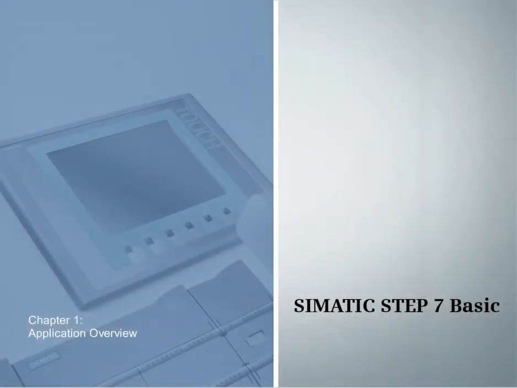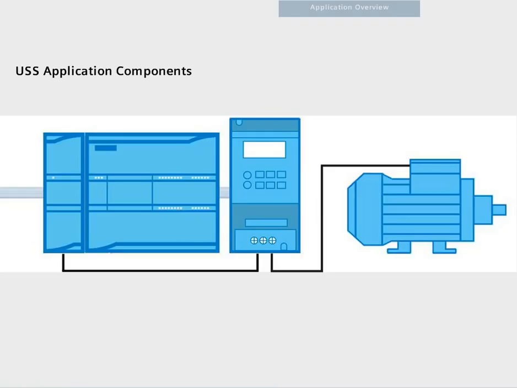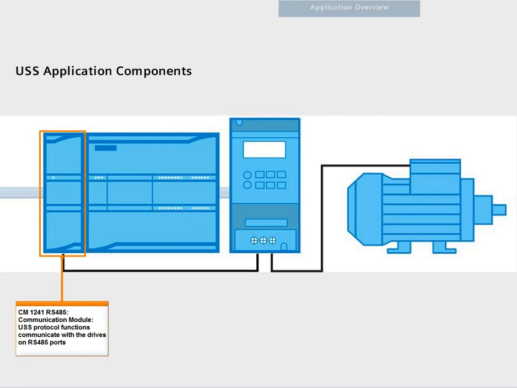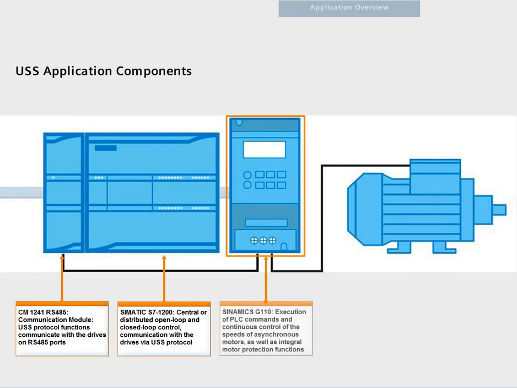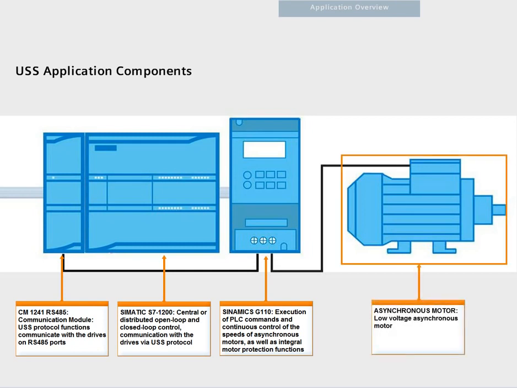Chapter 1. Application Overview. The following hardware is required for controlling the Universal Serial Interface, called USS protocol: an RS-485 communication module, an S7 1200 controller, a frequency converter, for example Sinamics G110, and an asynchronous motor.